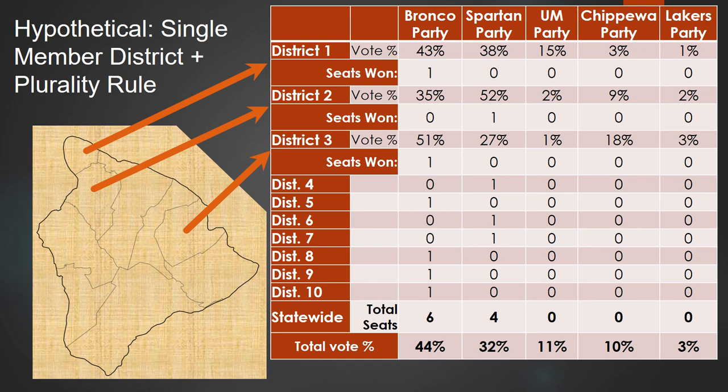Okay? That improves the chances of these parties gaining majorities in each of these districts. So for example, we're looking at 51% here, but if you take that Lakers 3% and they go to the Broncos, then they get 54% of the vote. That's a better outcome for the Broncos. It's better to win by 54 than 51, even though you win the one seat anyway.